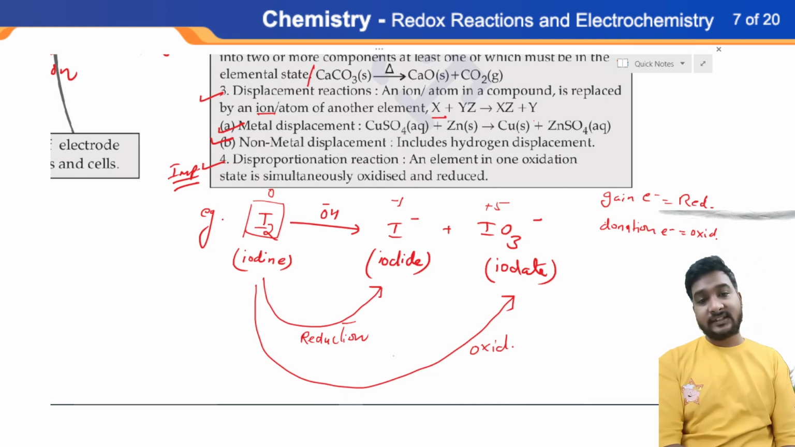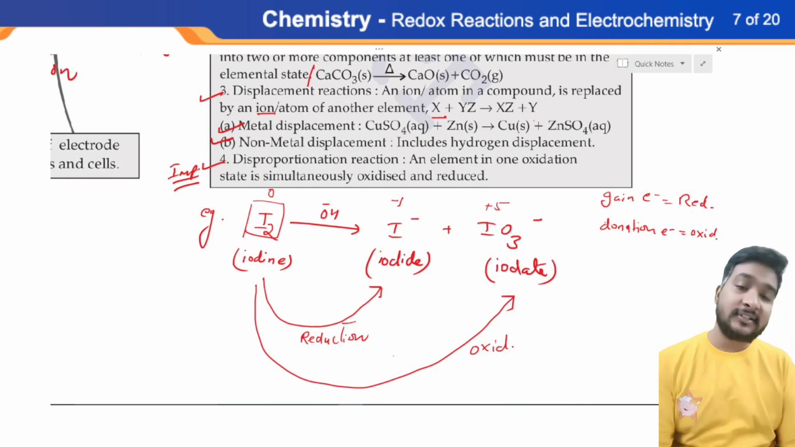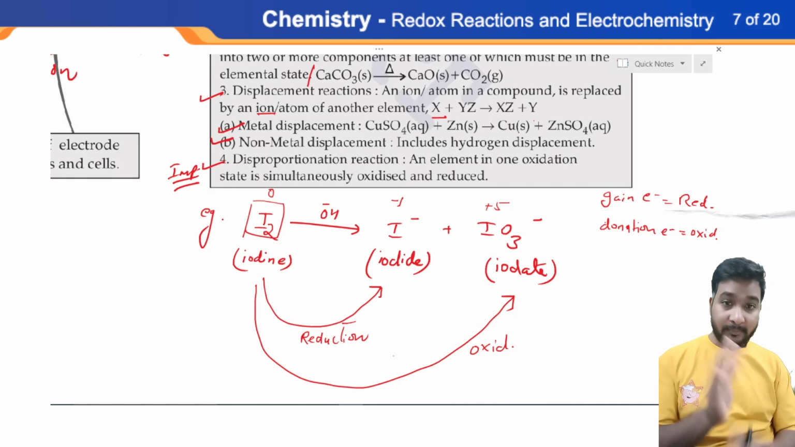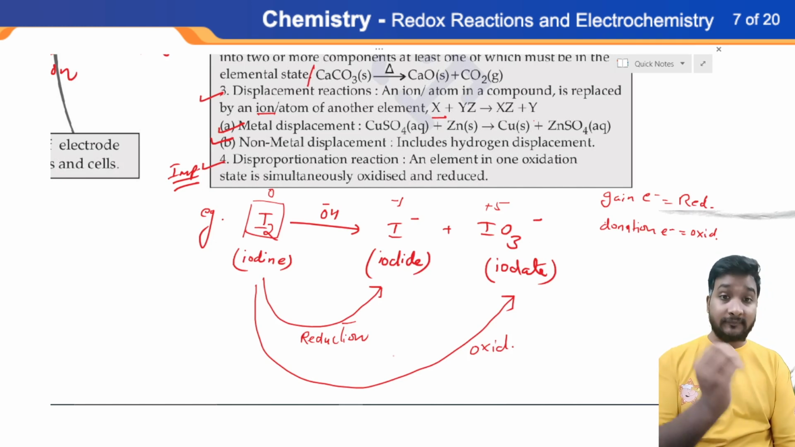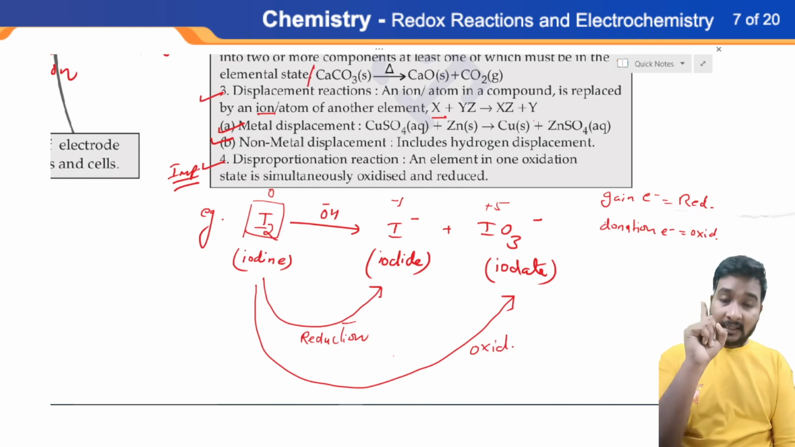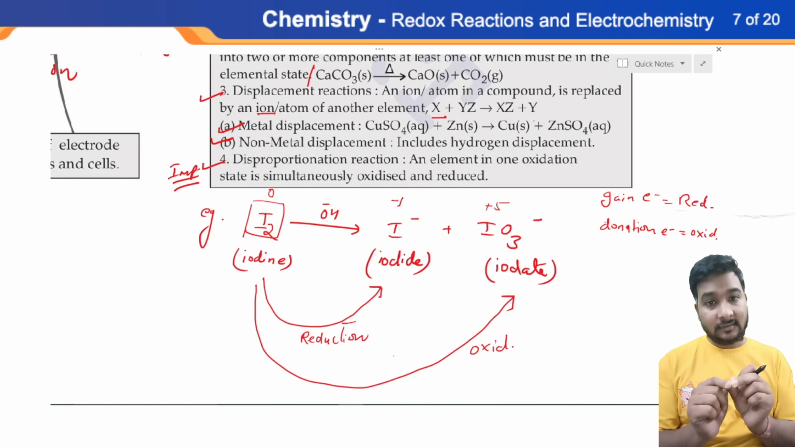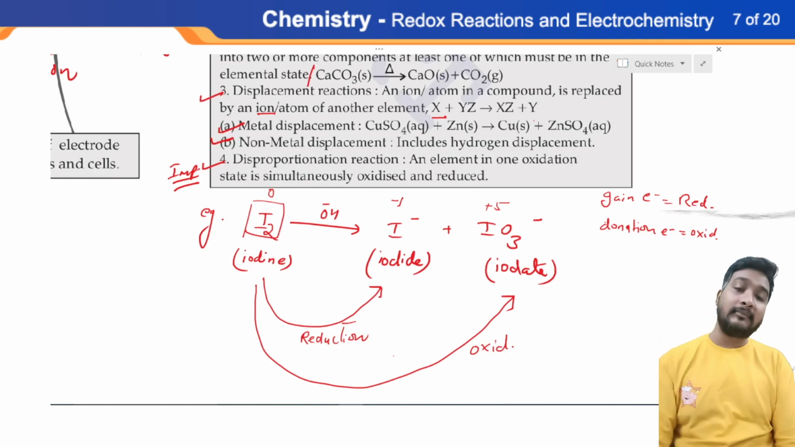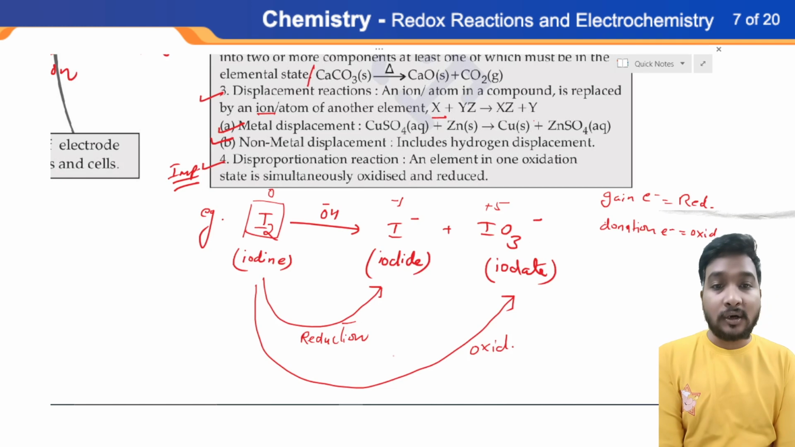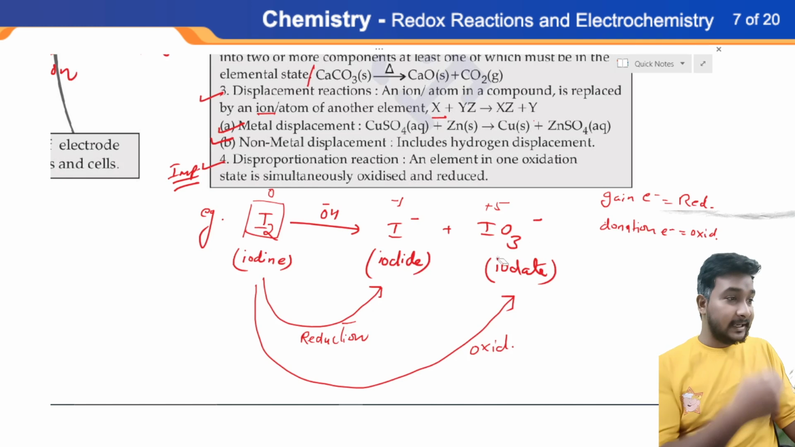This kind of process is called a disproportionation reaction. I hope it is clear to you now. I'm explaining this with a very simple and very important example. If in any chemical reaction one species gains electrons as well as removes electrons at the same time, then this kind of reaction is called a disproportionation reaction. The definition is written here.